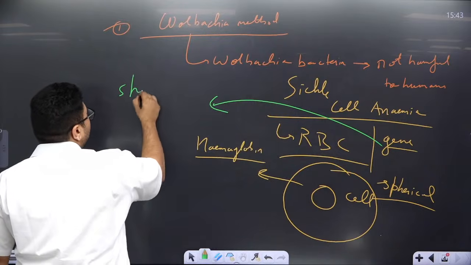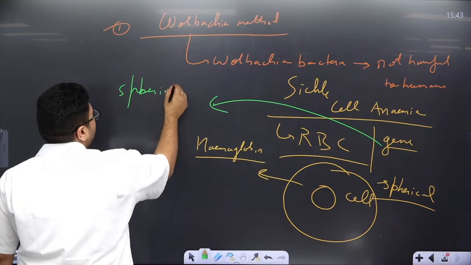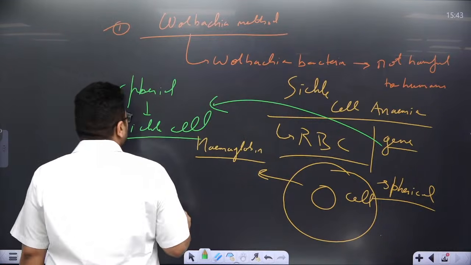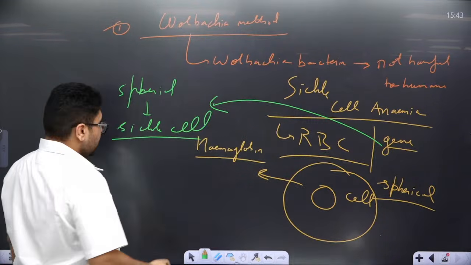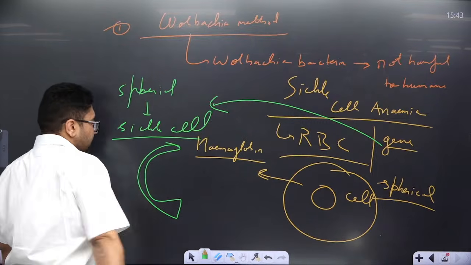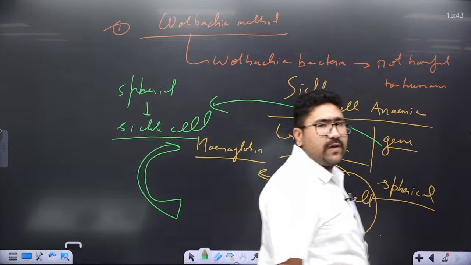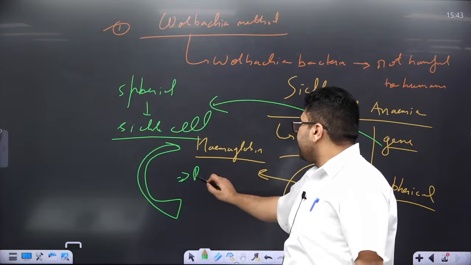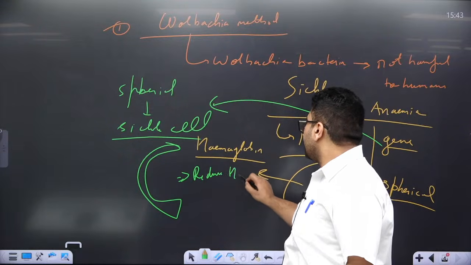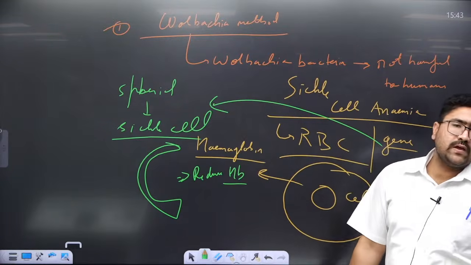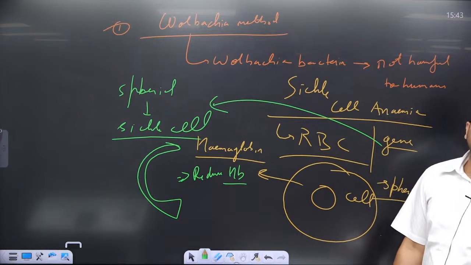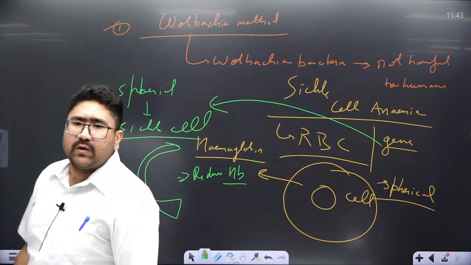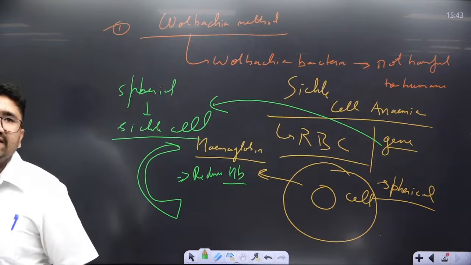the shape changes from spherical to sickle shaped. Instead of the spherical shape, we get a sickle shaped RBC that reduces the concentration of hemoglobin. Since that reduces the concentration of hemoglobin, oxygen is not reaching all the parts of the body equally, which is known as sickle cell disease.